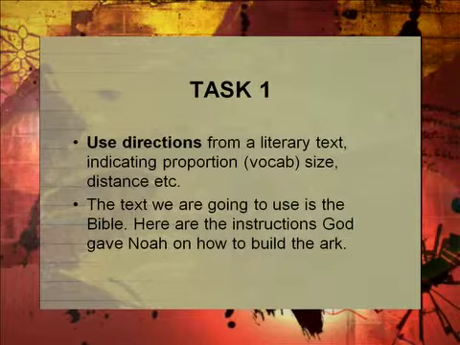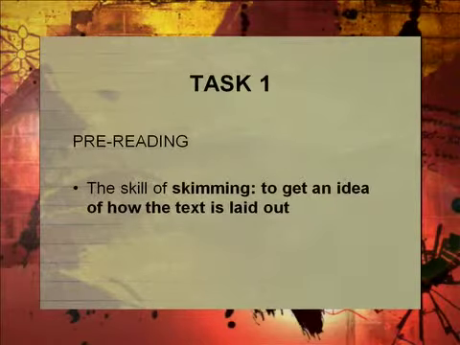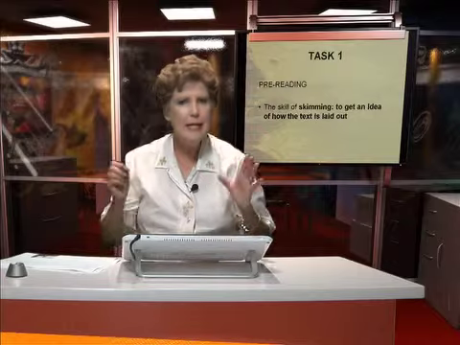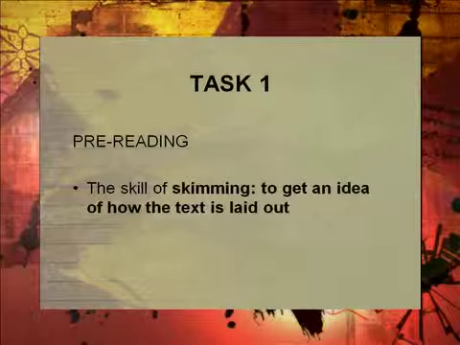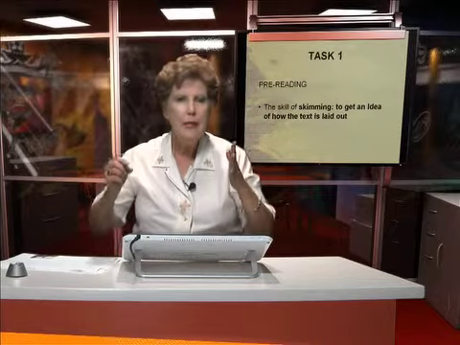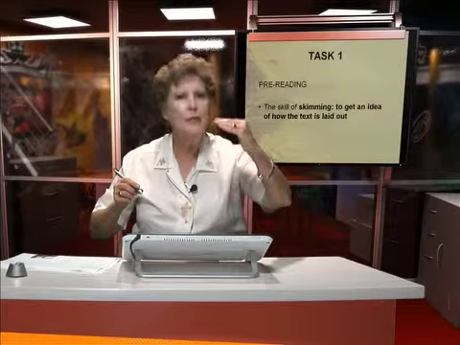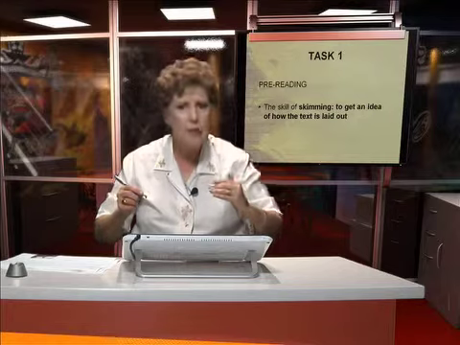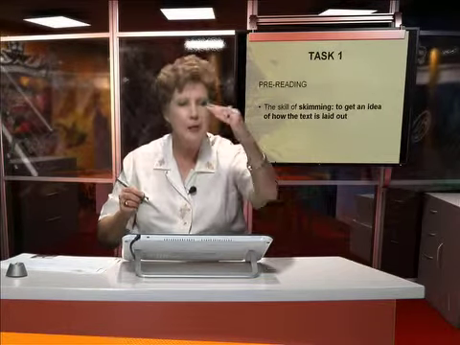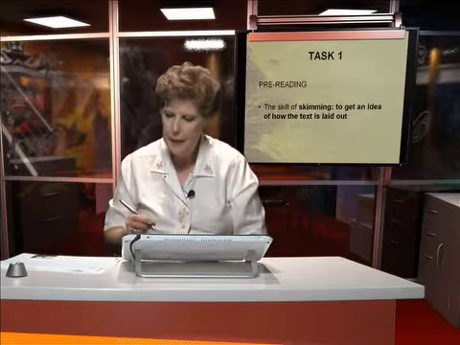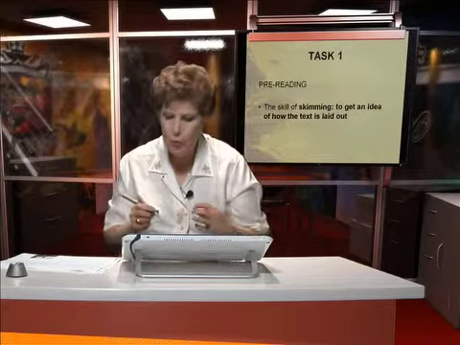Our first task is to use directions from a literary text, and the text that we're going to use is the Bible. Here are the instructions God gave Noah on how to build the ark. We start with pre-reading. Remember, we're going to practice our skill of skimming, and that's to get an idea of how the text is laid out. What you would look at is a text like this has numbers because it's directions, it's instructions. So that gives you an idea, okay, I'm going to see numbers 1, 2, 3, and so on. And obviously also it's going to be short points.